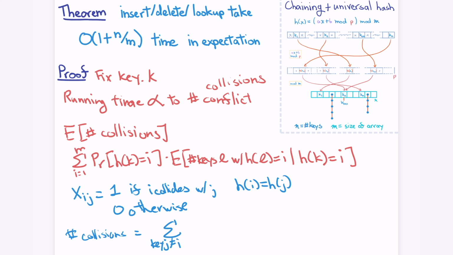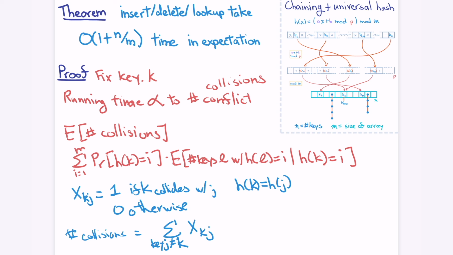Wait, what do you mean i collides? Do you mean k? Usually the keys collide, and I was using k for that key, and j will refer to another key then. So I'm looking at all keys j that are not equal to k. Sorry for the bad handwriting. XKJ. So I'm summing up over all other keys this thing that's a 1 if they collided, 0 if they didn't collide. That'll give me the total number of collisions.